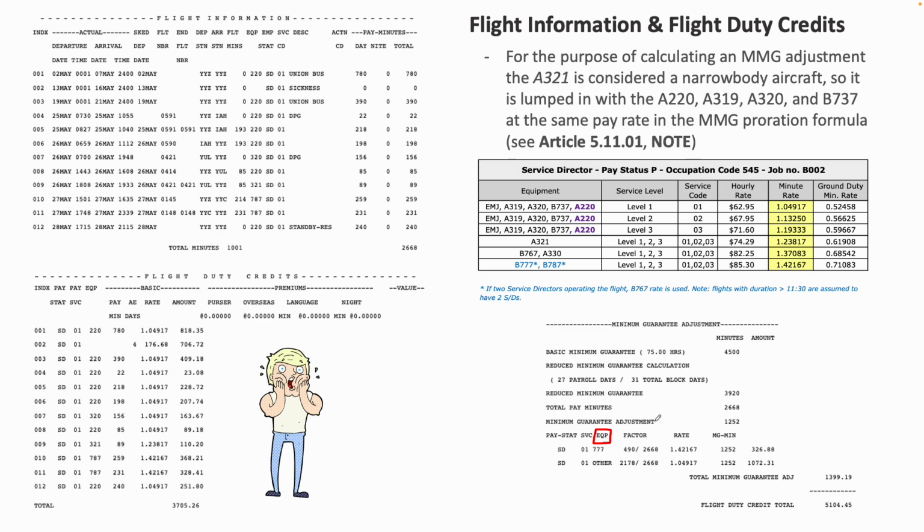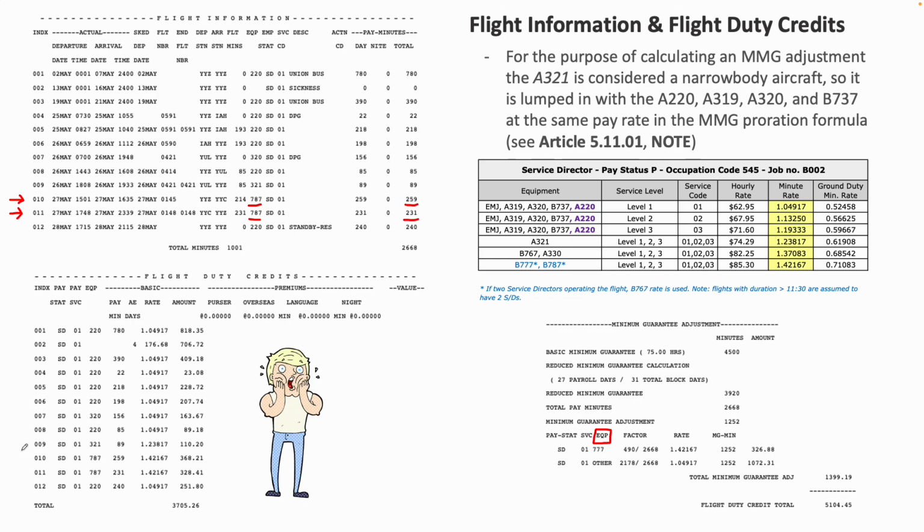So it's not necessarily the aircraft type you actually flew on, but rather the aircraft type that corresponds to your pay rate. So for example, for my month in May, I flew twice on the 787 as one service director. That would be index items 10 and 11. And I flew on those for 259 minutes and 231 minutes respectively. Those two numbers added together equal 490 exactly.